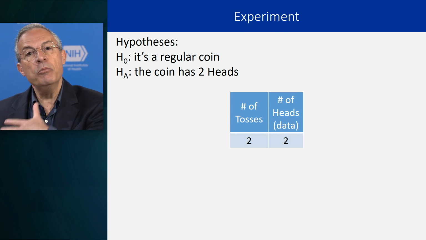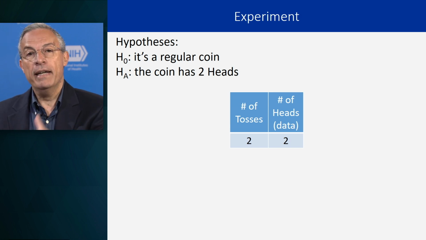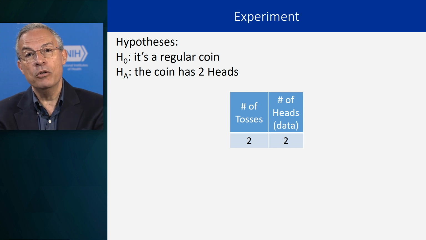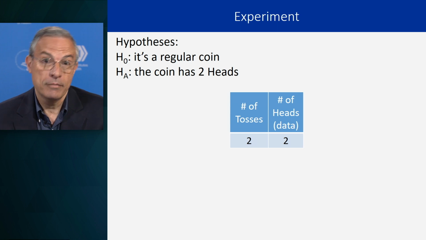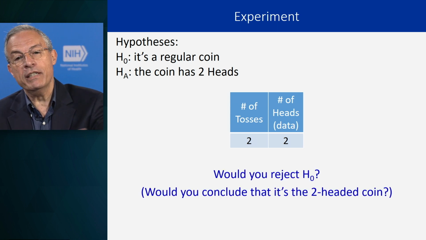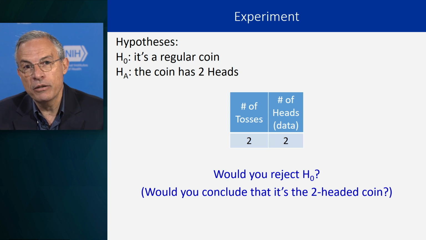Let's say when I went to my lab, I tossed it twice. And I came back and told you I tossed the coin twice and I got two heads. Would you now reject H0? Would you conclude now that it is the two-headed coin?